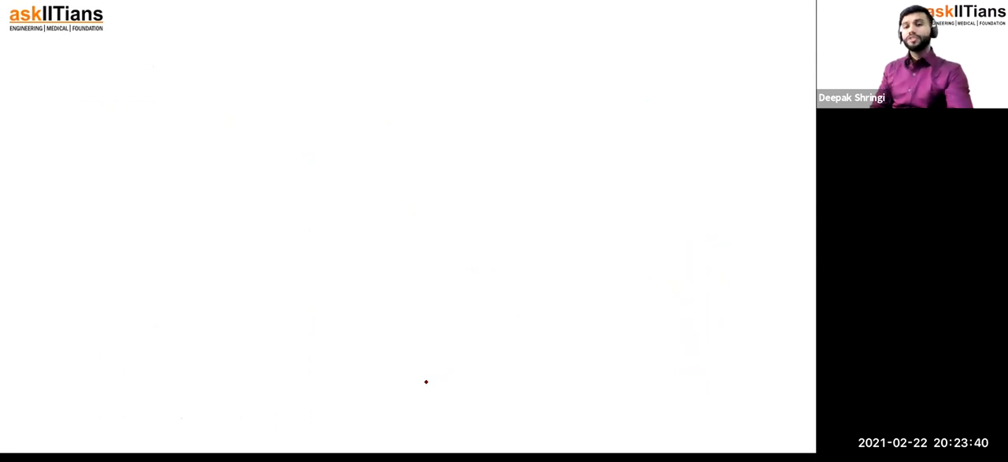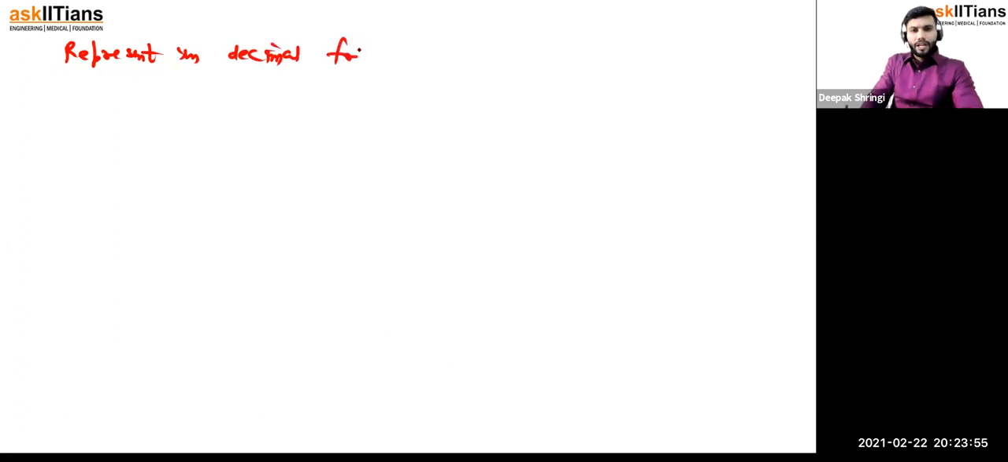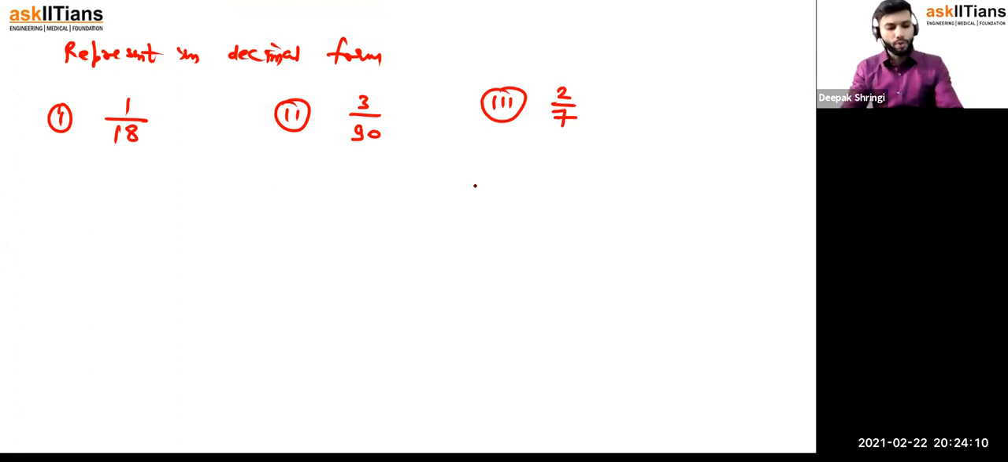So yeah, chalo. Let's solve some problems now. So guys, can you just quickly solve this one? Represent in decimal forms. I'll not take a lot of questions from this. This is quite easy for you guys. Okay, so 1 by 18, 3 by 90, and 2 by 7. Quickly solve these three questions. I'm giving you 2 minutes. 2 minutes is sufficient for this. Okay, give it a try quickly.